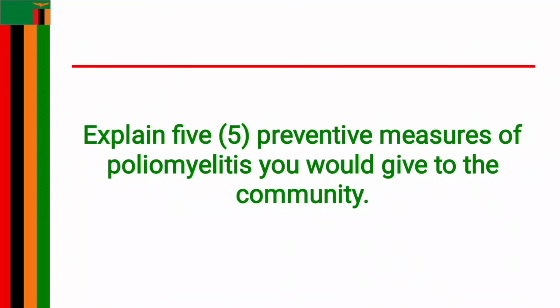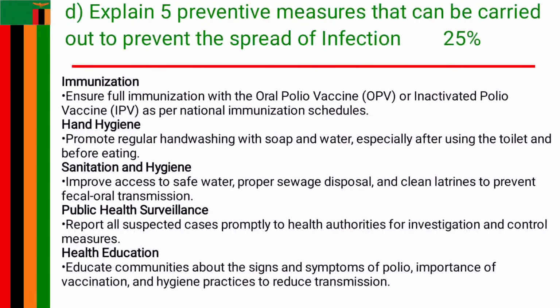The last question talked about explaining the 5 preventive measures of poliomyelitis you would give to the community. This includes immunization. Give IEC to the community about the importance of immunization. We have mentioned that polio can best be prevented through immunization rather than treatment through symptomatic management. Talk about hand hygiene. Polio spreads through the oral-fecal route, meaning that hand hygiene is cardinal to prevent harboring of the poliovirus on the hands and ending up ingesting it together with food.